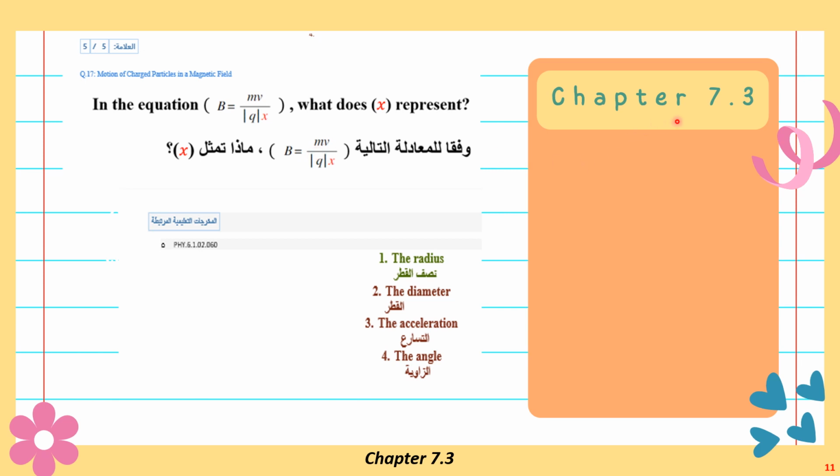From chapter 7.3 you can tell that r, which is the radius of the path taken by the charge in a magnetic field, is the missing one. So we miss r in that equation, where r is equal to mv over qB. If you arrange the equation, B will be equal to mv over qr. So it's the radius.